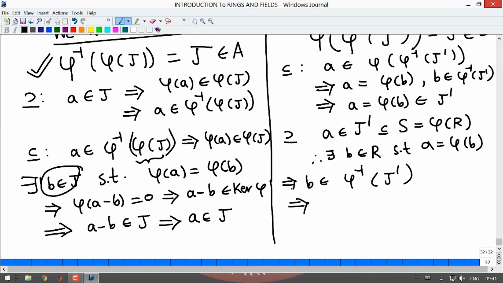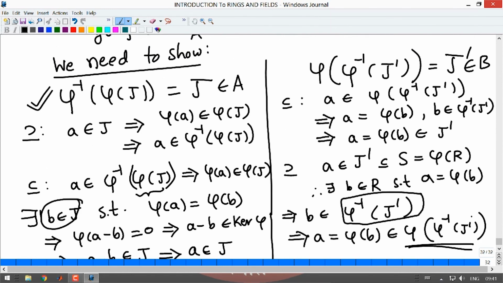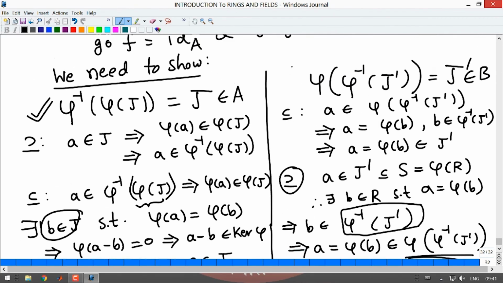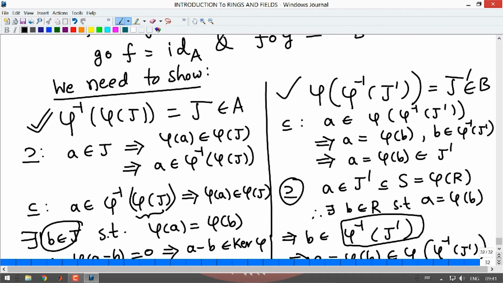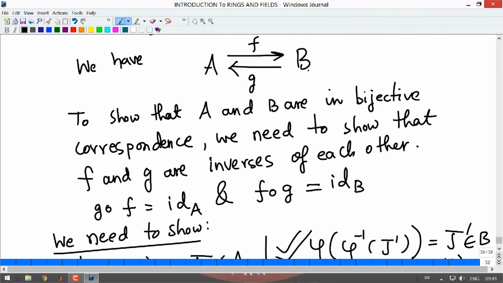So B is in phi inverse of J prime, that means A, which is phi of B, is in phi of phi inverse of J prime. B is inside phi inverse of J prime, so its image is in phi of phi inverse of J prime. So, phi of B is in phi of this, which is exactly the ideal here. So, A is inside this. So, we have proved this. We started with something in J prime, we have shown it is here. So, these are both shown. That means the functions f and g that I have defined here are inverses of each other.